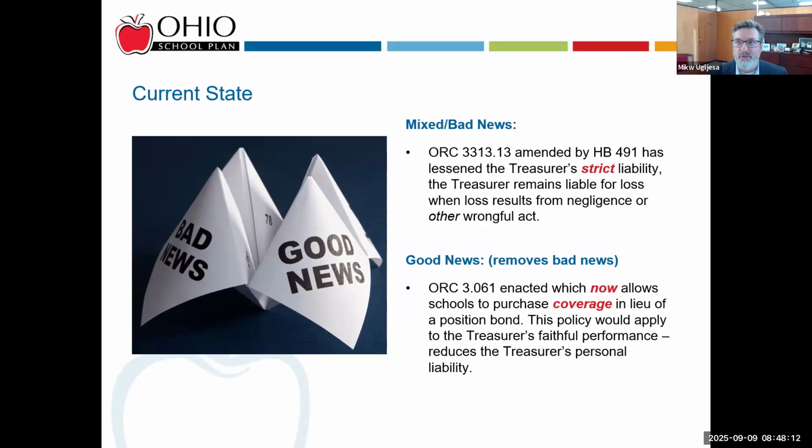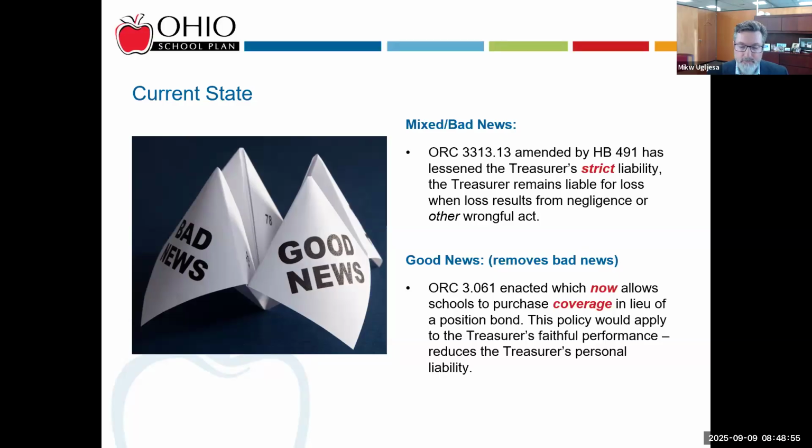So there's some mixed news, good news, a little bit of bad news, but there is still liability there on the part of the treasurer and other district leaders, but it's not as strict as it used to be. And then there have been further amendments to the code that now allows schools to purchase insurance coverage in lieu of a position bond. And this insurance policy then is allowed to cover the treasurer's faithful performance of duty.